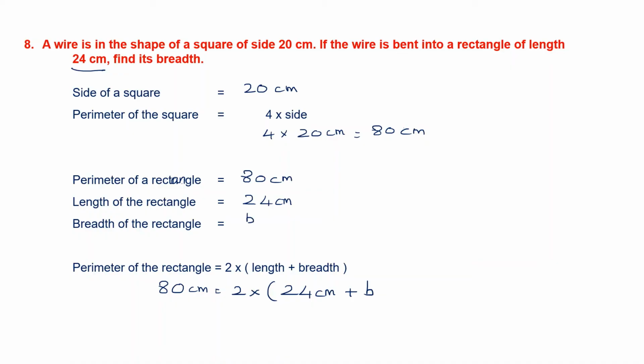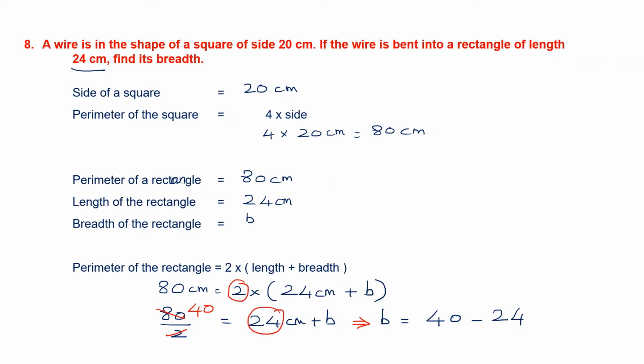So 2 into (24 centimeters plus B). Now we need to find B. Before that, we can transpose this 2, which is multiplication, to the left hand side. So what do we get here? We get 80 by 2 is equal to 24 centimeters plus B. So 80 by 2 is 40. So now we can find the value of B. B will be equal to 40 minus 24, because we have transposed 24 from one side to the other side.